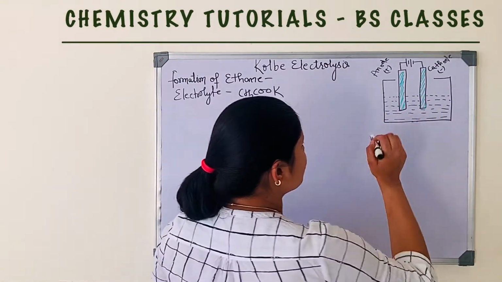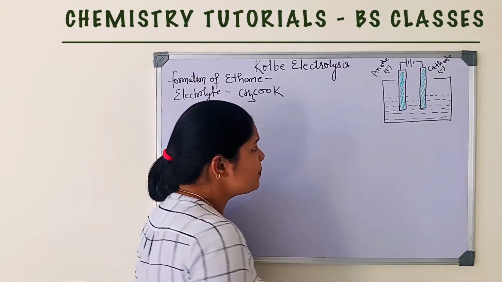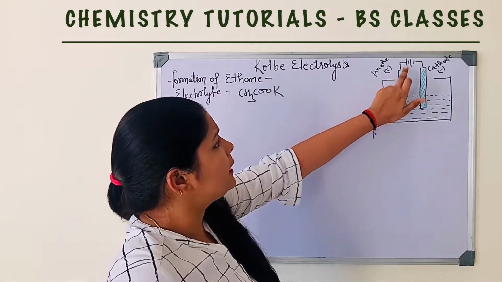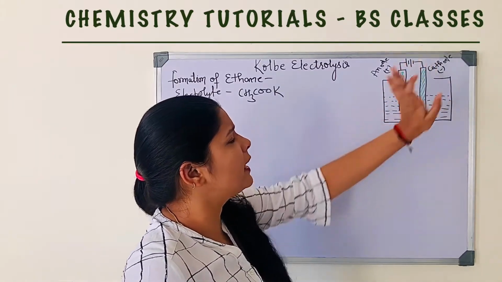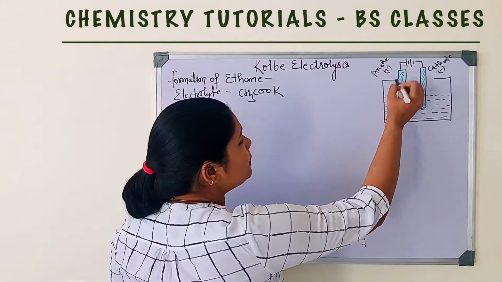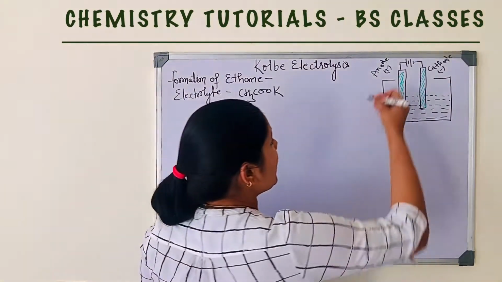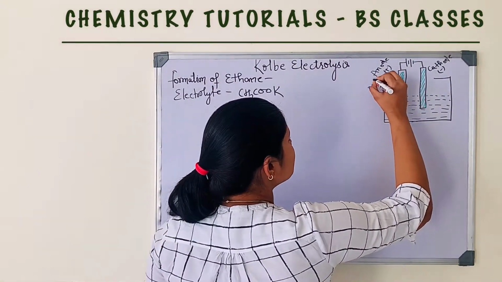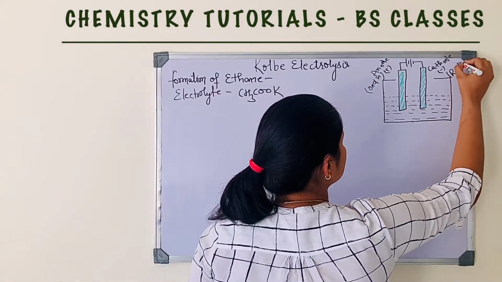Of the two electrodes, one should be anode and another will be cathode. The anode is connected to the positive end of the battery and the cathode is connected to the negative end of the battery. That's why anode is the positive plate and cathode is the negative plate. Now at anode, oxidation takes place and at cathode, reduction takes place.